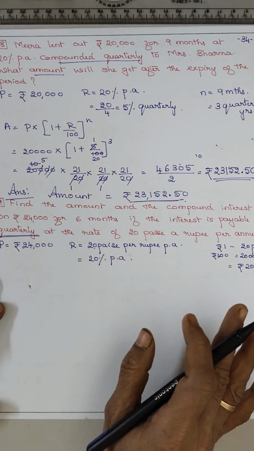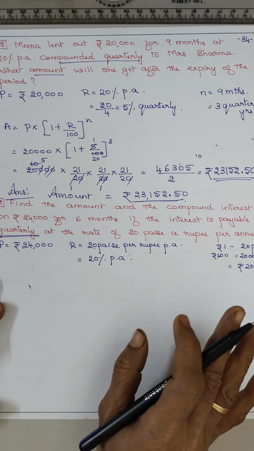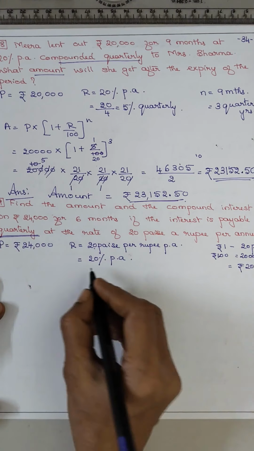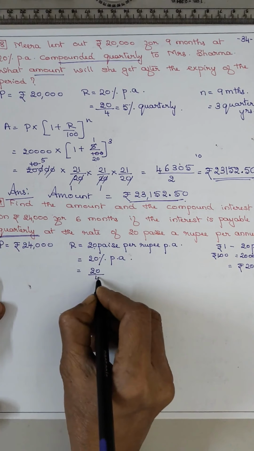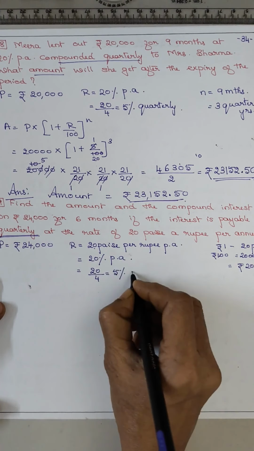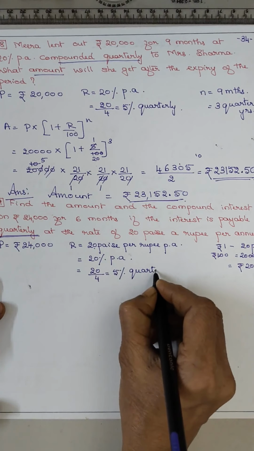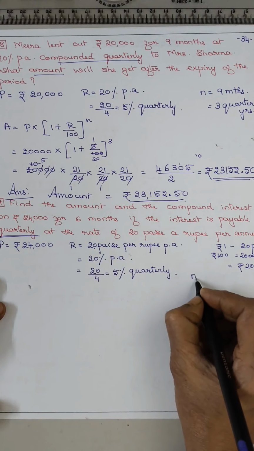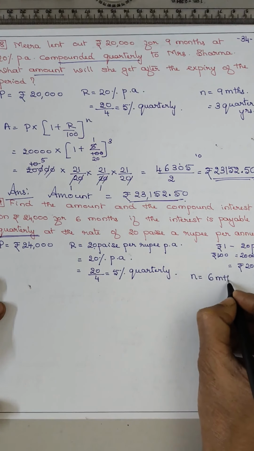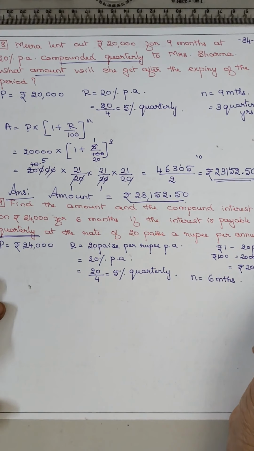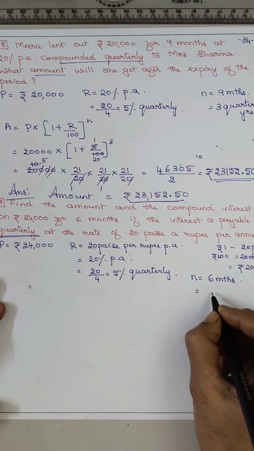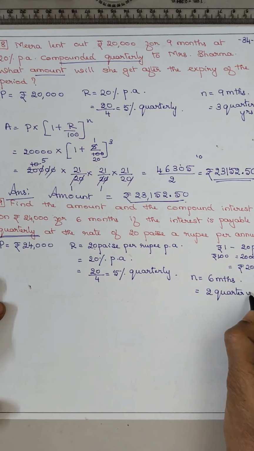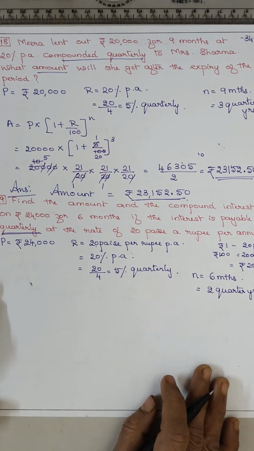So always rate of interest is calculated on 100 rupees. अभी ये per annum, लेकिन quarterly, इसके लिए 20/4, that is 5% quarterly. Okay. Now 6 months, n is equal to 6 months. कितना quarter years हो गया? 2 quarter years, isn't it? 3 months के हिसाब से 2 quarter years.